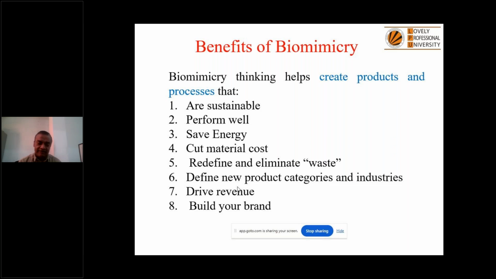Build your brand. Obviously, if you have learned from nature, not for nature, from nature, then you will innovate and create some innovation, and that innovation will make the nation prosperous through the industry providing bread and butter to the public or society.